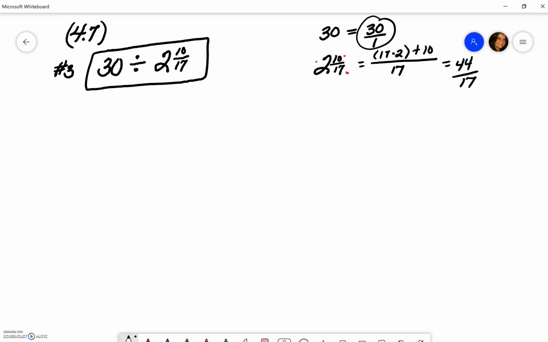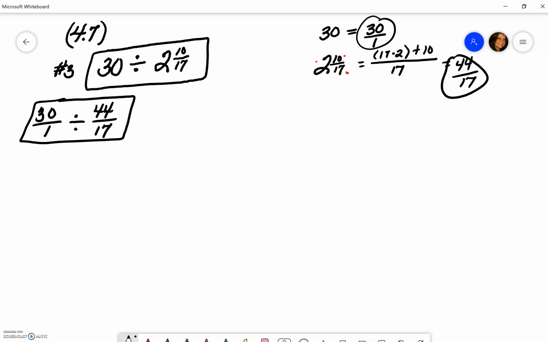Now I'm going to use both of these fractions in my problem. So I'm going to go over here and write it out: 30 over 1 divided by 44 over 17. Now what we've learned in our previous sections, to divide fractions, we first convert to multiplication, and then we multiply by the reciprocal. And the reciprocal, remember, is just the reversed order of that fraction.